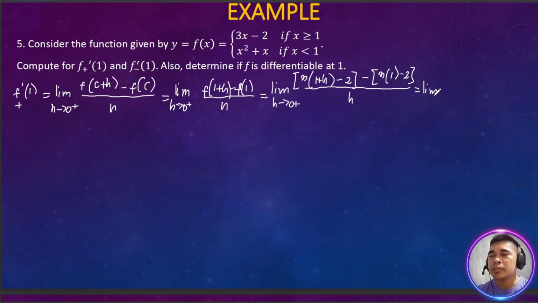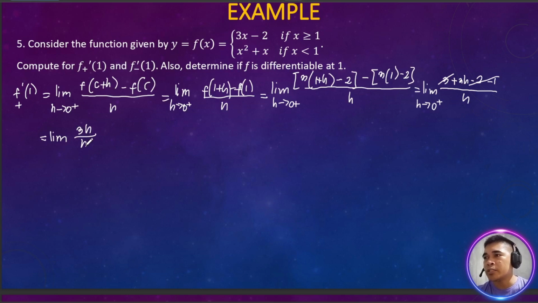Equals the limit. So we get 3 plus 3h minus 2. Here, 3 times 1 is 3, 3 minus 2 is 1. So we get negative 1 over h as h approaches 0 from the right. So negative 2 minus 1 is negative 3. We are left with the limit of 3h over h as h approaches 0 from the right. So cancel the h. So the limit of 3 as h approaches 0 from the right is 3.